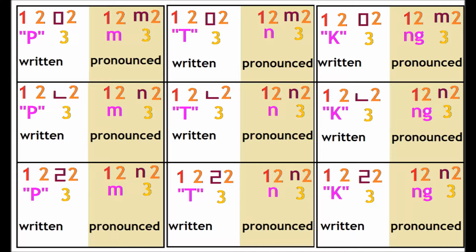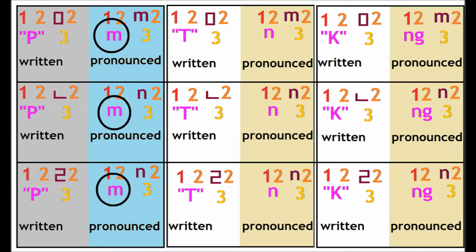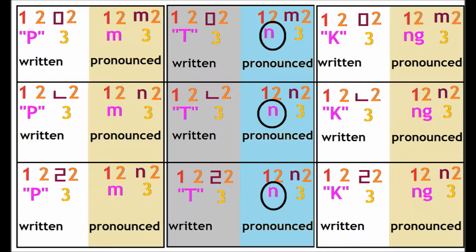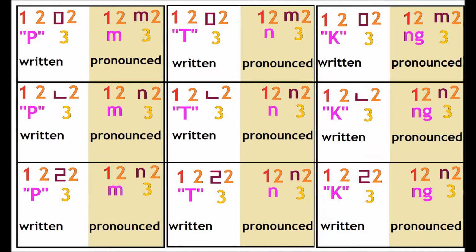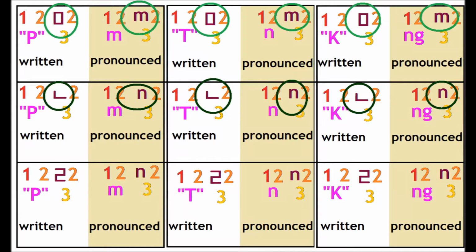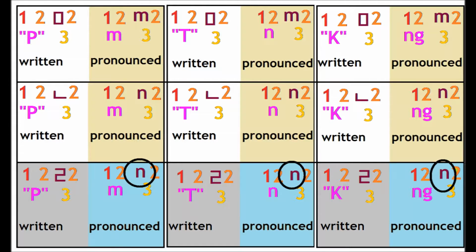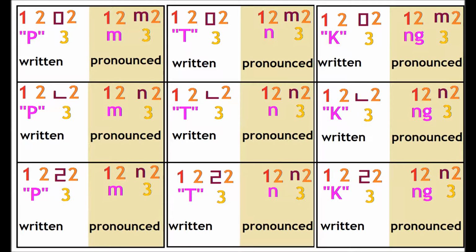Let's look at a chart of all of these cases. Do you notice a pattern? When followed by the N, M, or RL, the P sound turns into an M sound. The T turns into an N. The K turns into NG. When preceded by K, T, or P sounds, the M and N stay the same, and the RL turns into an N sound. Hopefully this pattern makes it easier for you to remember, but we're not done yet.